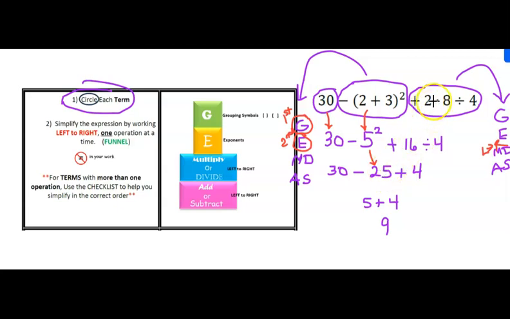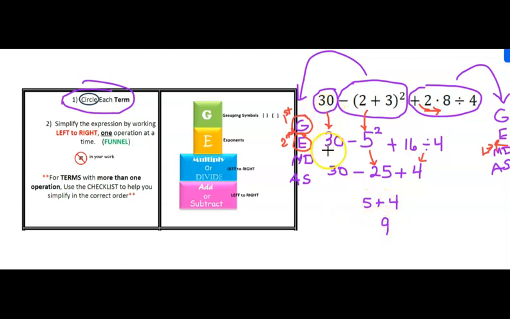Over here, you have multiplication and division. So we work left to right on that order of ops. So we have to do the multiplication first. 2 times 8 is 16. Bring down the divide 4. And then divide by 4. You get 4. 5 plus 4 is 9.